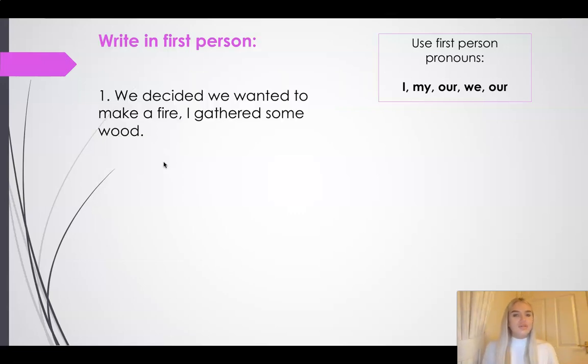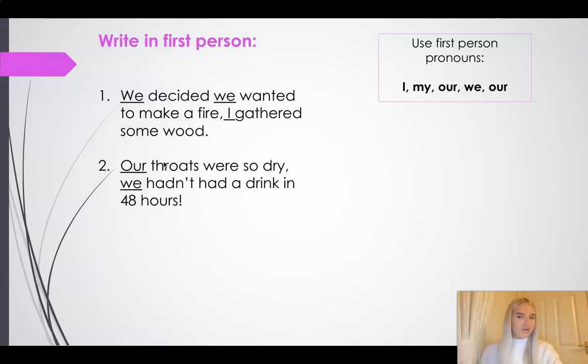I chose to use the first person pronouns we and I. And I said that we decided we wanted to make a fire. I gathered some wood. Now, if you were stuck before and you hadn't written anything down, now is your chance to pause the video again and write another sentence in first person. Got another example for you here, using the pronouns our and we. Our throats were so dry, we hadn't had a drink in 48 hours.